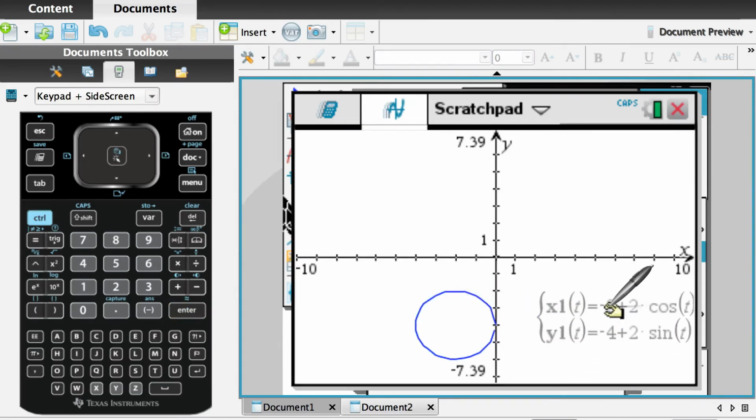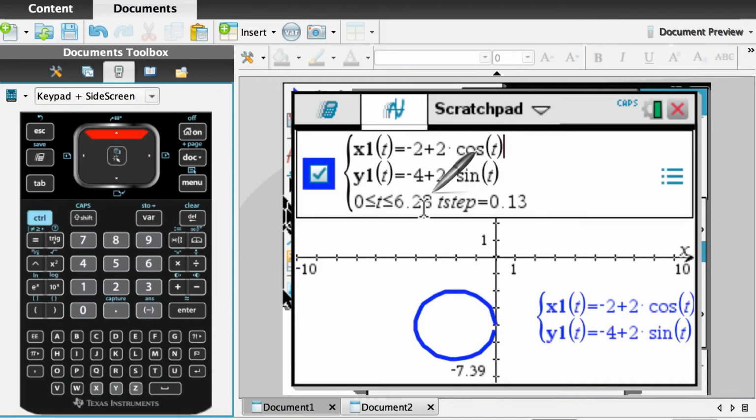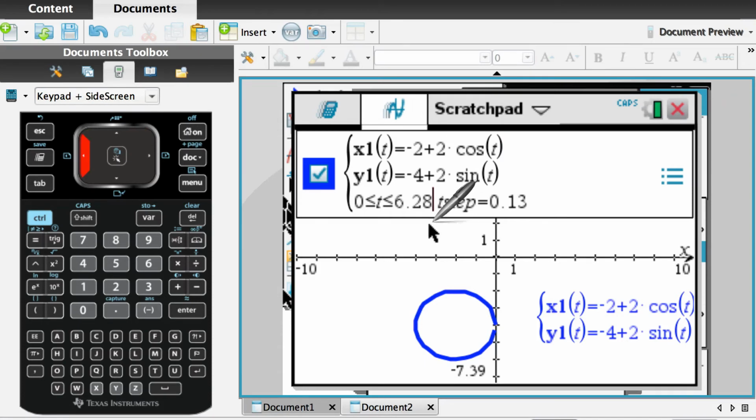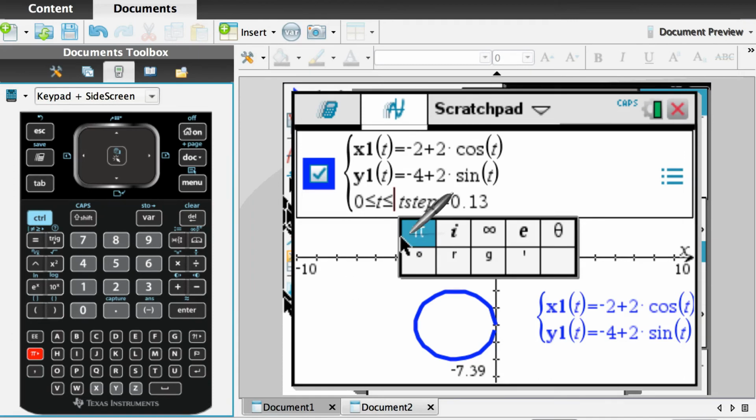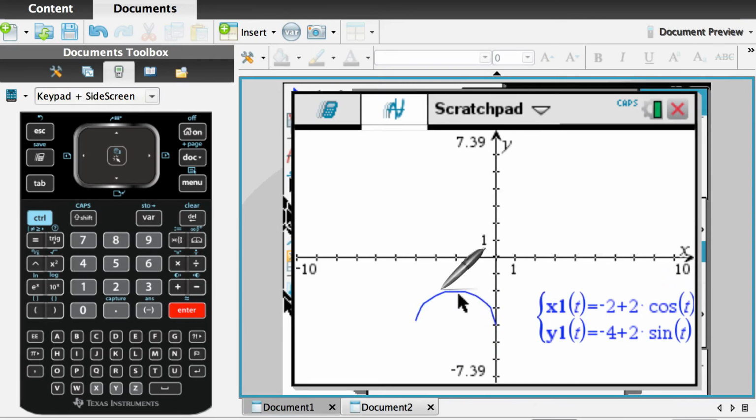And we'll move this out of the way. And let's just play around with this a little bit. Let's say we wanted to only get the upper half of our circle. Then what we would do is we would hit Control G, and we would go up to the equation, and we would change this ending time to pi, which is 3.14. Why? Because pi is 180 on the unit circle, and so we only want the upper half, so we only want the portion of the circle that goes from 0 degrees to 180. So when we do that, we get the upper half.